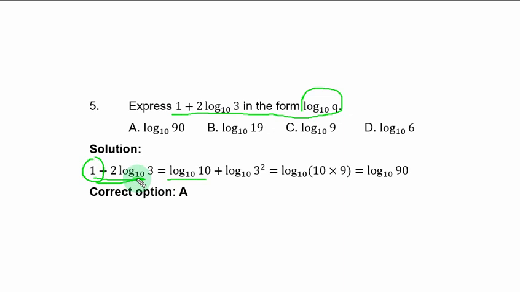To apply the law of addition, the coefficient of this logarithm needs to be 1. So by power law, you can take this 2 back to become power to this 3, and that is what you have here. Since the bases are the same, you can now multiply. So you have log 10 times 3 squared is 9. That is 10 times 9 base 10. And that is log 90 base 10. A is the correct option.